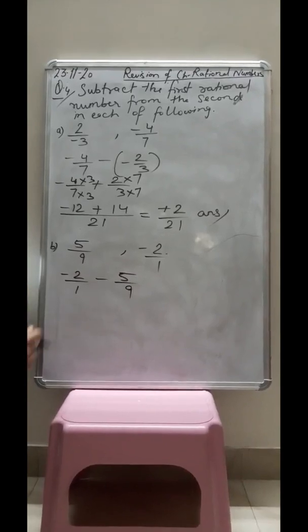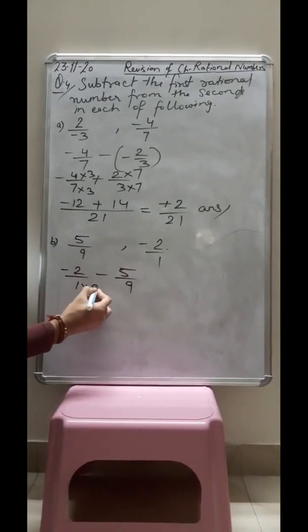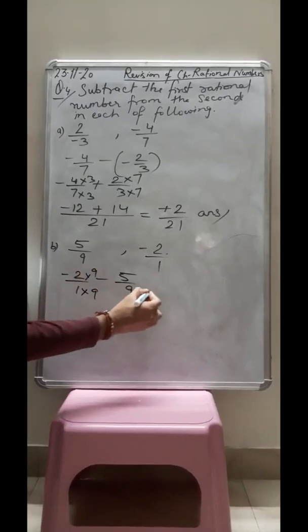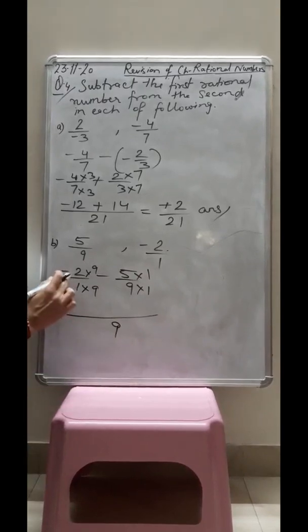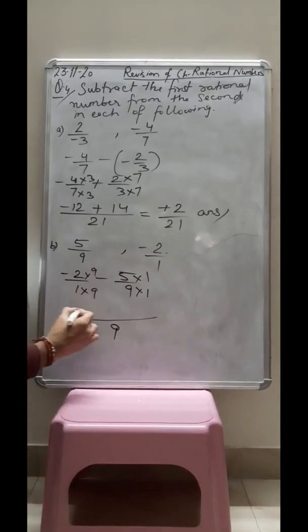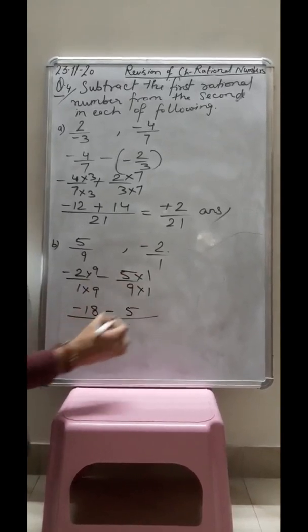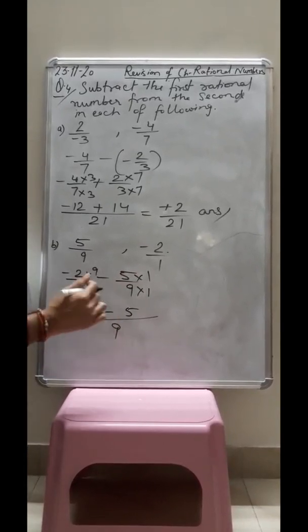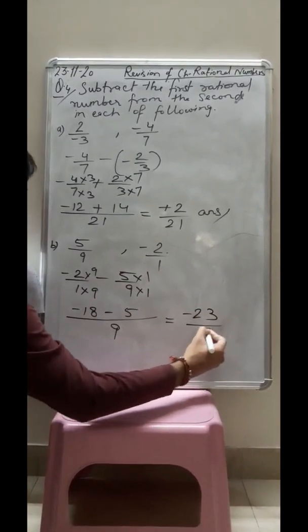First we take the LCM. The denominators are 1 and 9, so the LCM will be 9. So here you have to multiply by 9 and here you have to multiply by 1. Minus 2 into 9 gives you minus 18. Minus 5 into 1 gives you minus 5. So minus 18 minus 5 gives you minus 23 upon 9.